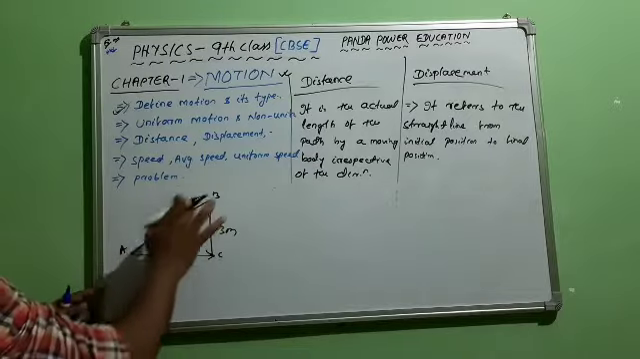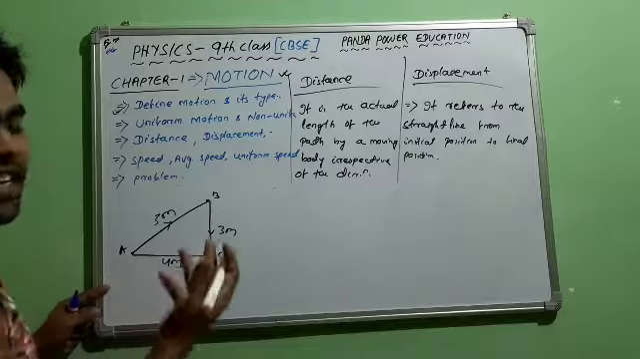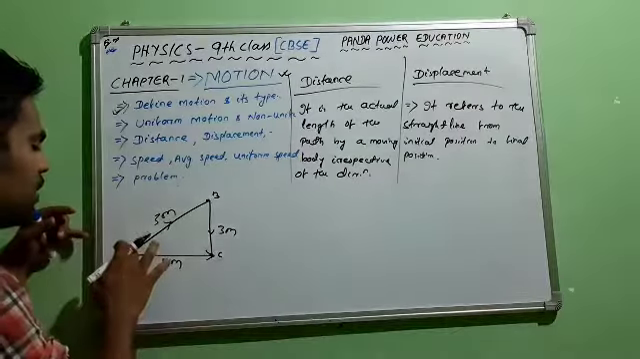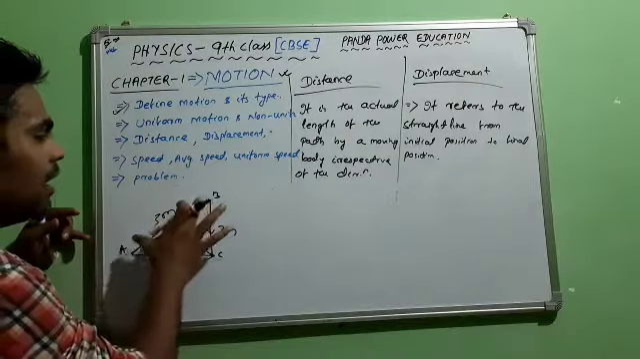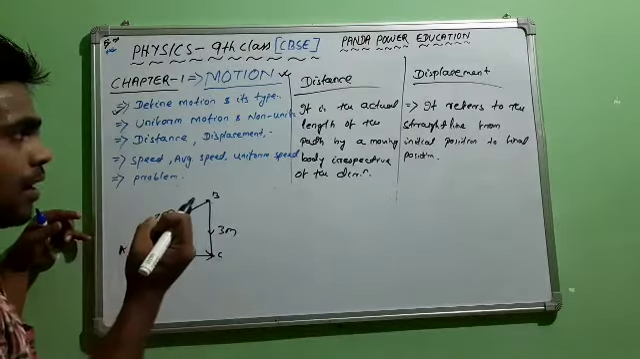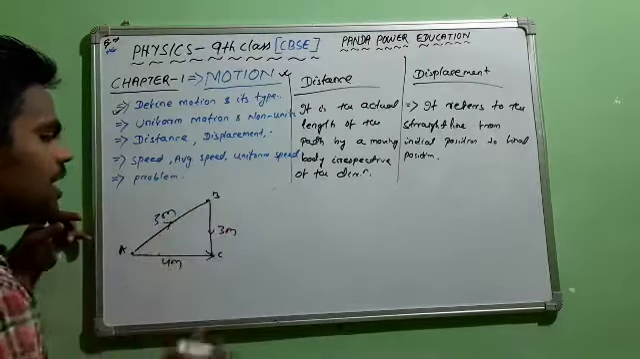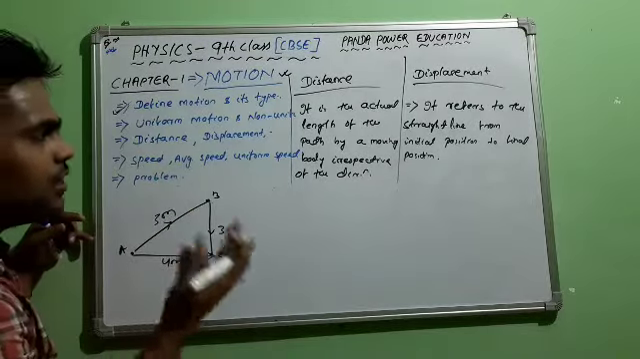A body is moving from A to B first, then B to C. Then what is the distance? Actual distance means the total length covered. You have to measure only the actual length. How much? 5 plus 3, 8 meter. Got it? This is the distance.